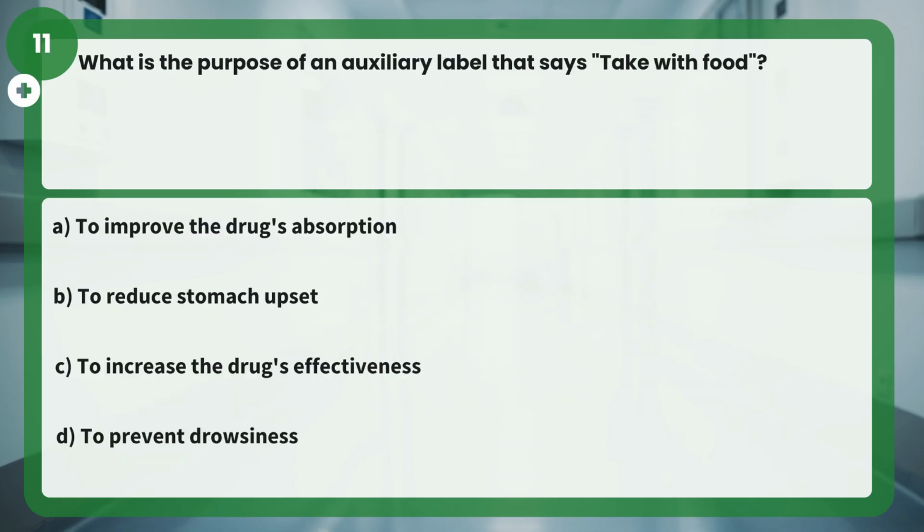Question 11. What is the purpose of an auxiliary label that says "take with food"? A. To improve the drug's absorption. B. To reduce stomach upset. C. To increase the drug's effectiveness. D. To prevent drowsiness.